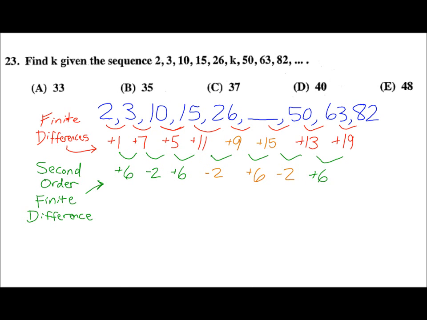Let's see where this gets us in the actual sequence. So let me go back to blue up here. If we apply this, 26 plus 9 gives us 35. And if we did 35 plus 15 as we follow the pattern that we assumed, we do end up with 50. So it appears that everything is fitting in perfectly. And these second order finite differences, this is really where the pattern is established. It is, of course, the oscillating pattern, plus 6, minus 2, plus 6, minus 2, plus 6, minus 2. So the correct answer is 35.